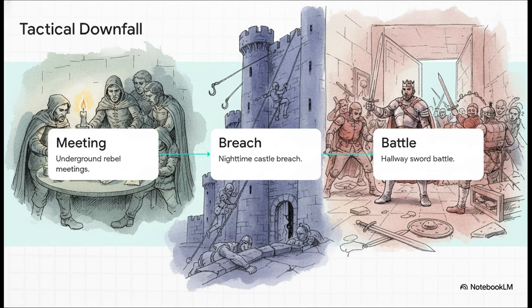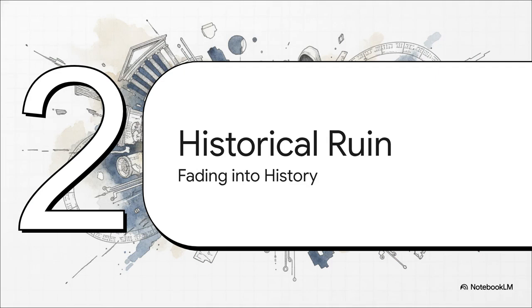He dons his armor and prepares for a final, doomed fight, engaging in a dramatic sword battle against the rebels right in the castle hallway. But honestly, despite his armor and his sword, he's just one lonely man going up against a massive tide of revolution. Section 5. Fading into historical ruin.